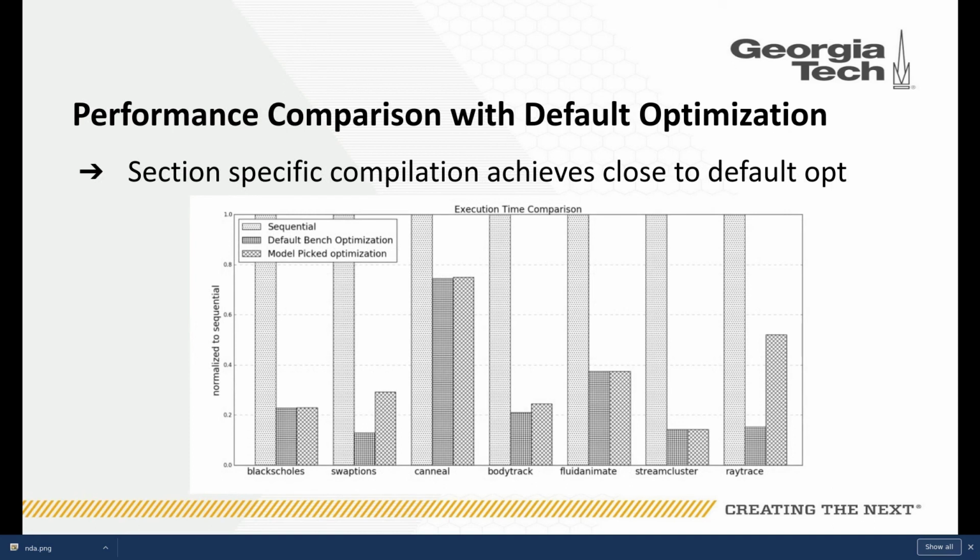The model picked optimization for least non-deterministic version can be O0, which can be very slow. So to reduce the performance degradation, we isolate the critical section in question and compile it with the predicted optimization level separately and the rest of the benchmark with default optimization level separately. We can see from the figure that we are better than sequential and close to the default optimization level.